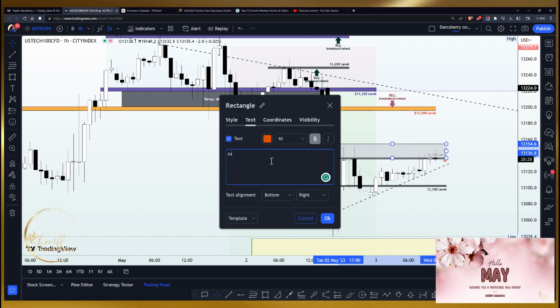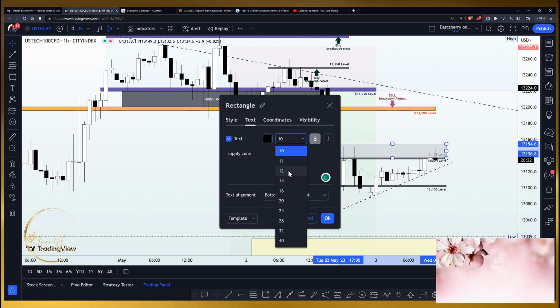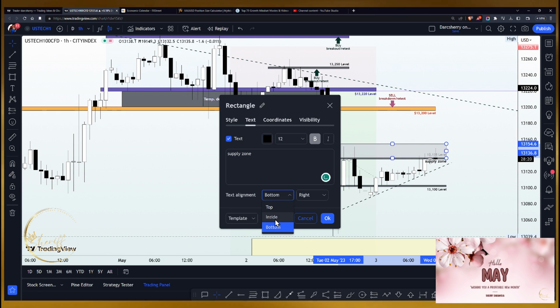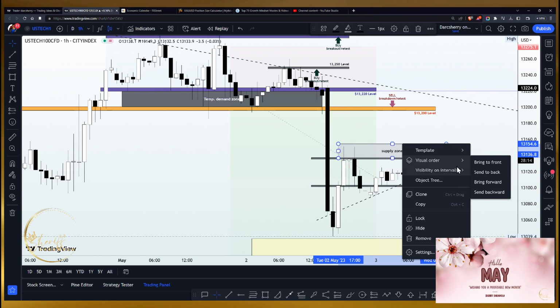So let's label this area for the sake of clarity. We have our supply zone figured out; let's place it inside that box. Beautiful. So we have a supply zone now figured out around that area.